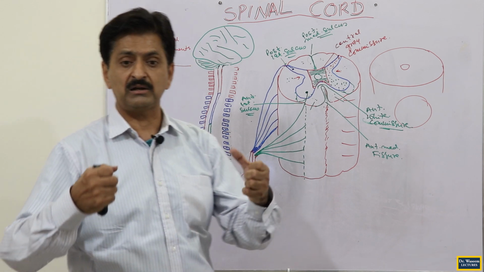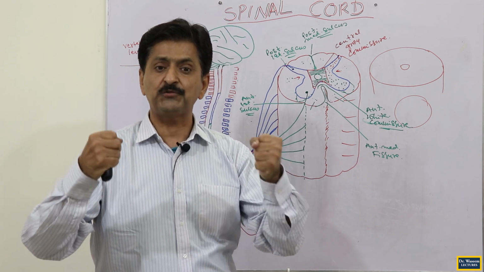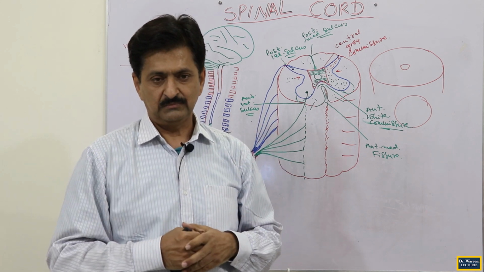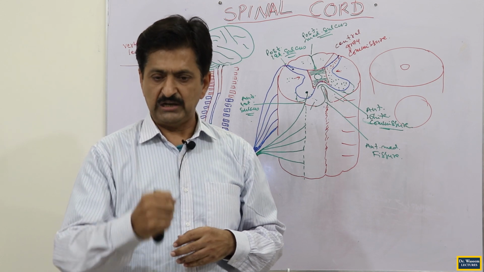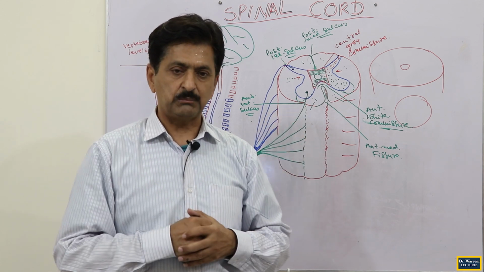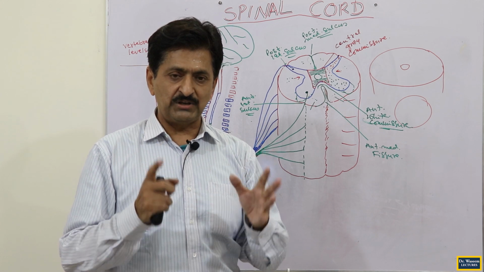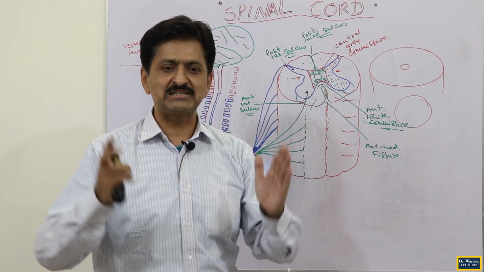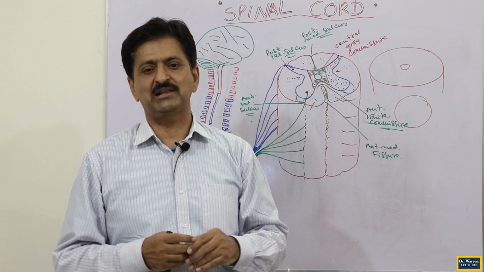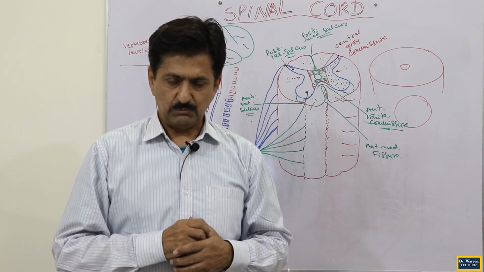So the spinal cord is stabilized by the attachment of 1200 rootlets, and in addition to that the filum terminale and ligamentum denticulatum. And as if that is not enough, nature has given it a watery cushion from outside also, that is cerebrospinal fluid.